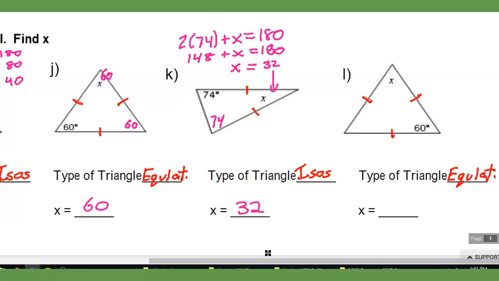And L is the same as J. Really, they just put the 60 on the other corner, so nothing different here. Equilateral is equal angular. Those are all 60.